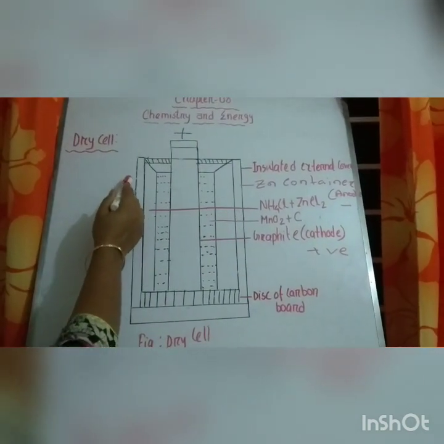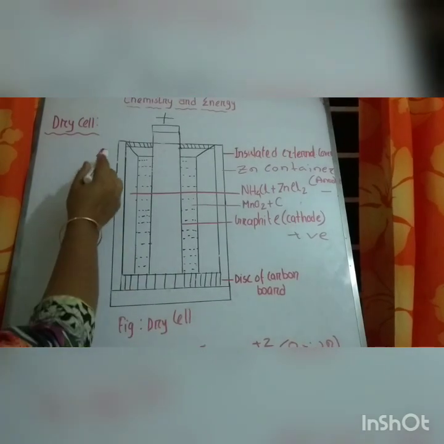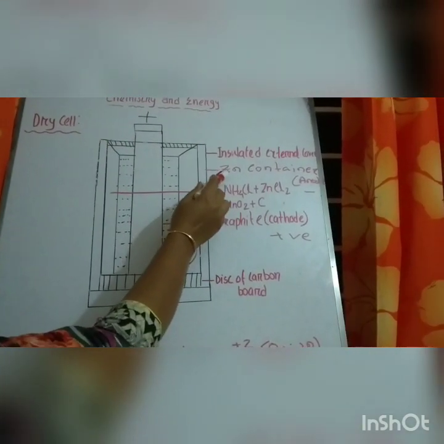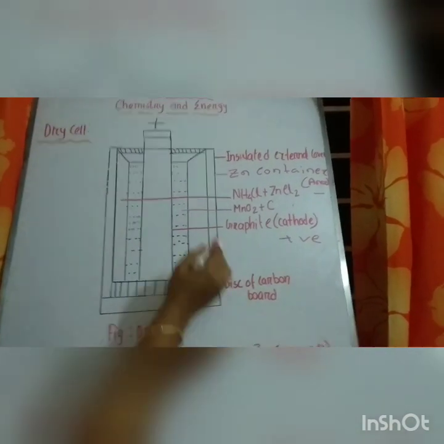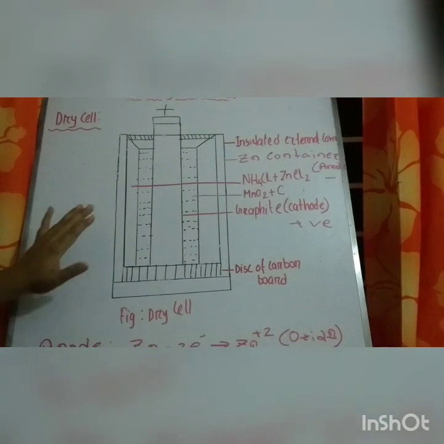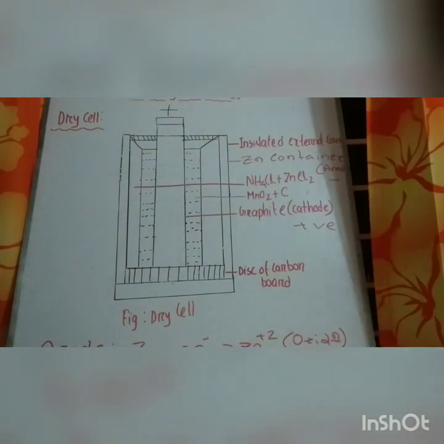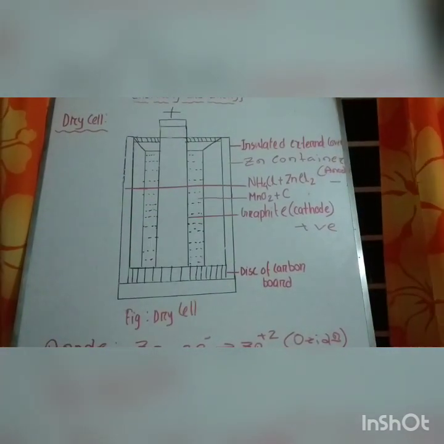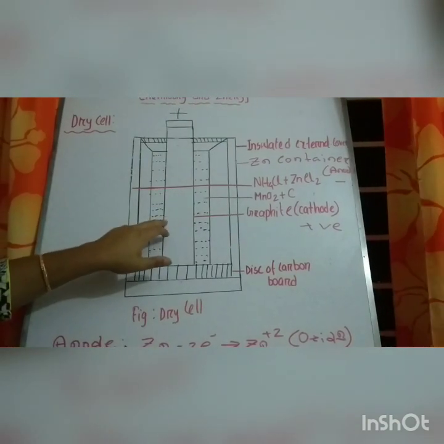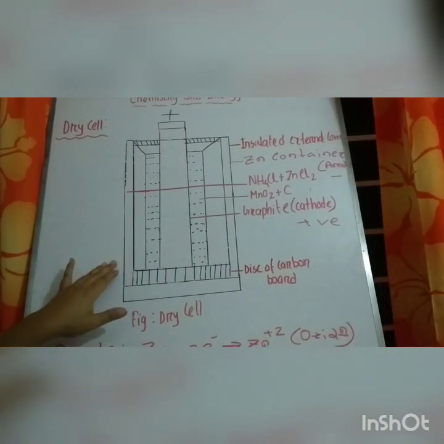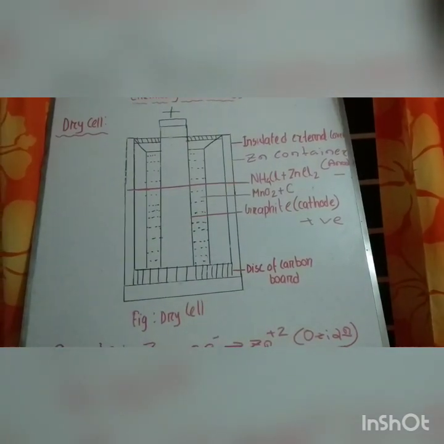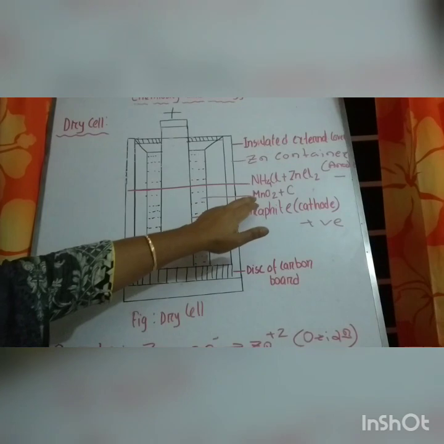This cell is formed by a zinc container, and this container acts as the anode itself. Inside the zinc container there is a mixture of ammonium chloride and zinc chloride, mixed with water like a paste. In the middle of the container a graphite rod has been placed. This graphite rod acts as the cathode. So what are we getting? The zinc container is the anode and this graphite rod is the cathode. And this graphite rod is surrounded by a mixture of manganese dioxide and carbon powder.